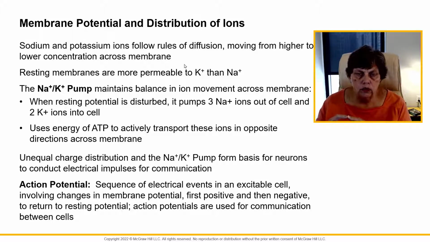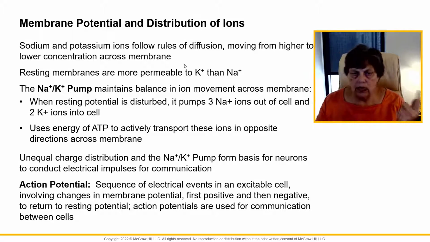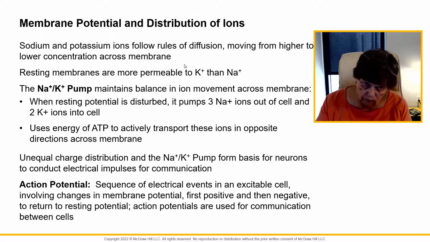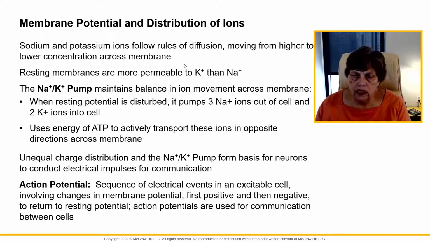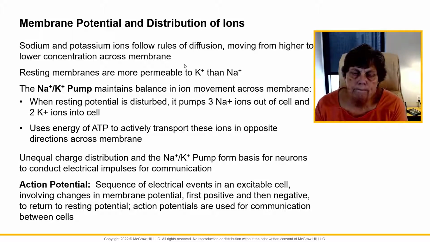When you're in resting potential, when it's disturbed, you're going to pump 3 sodium ions out of the cell and 2 potassiums into the cell. Okay, and basically you're going to use the energy of ATP to actively transport this, because this is in the opposite direction of the concentration gradient. All right.